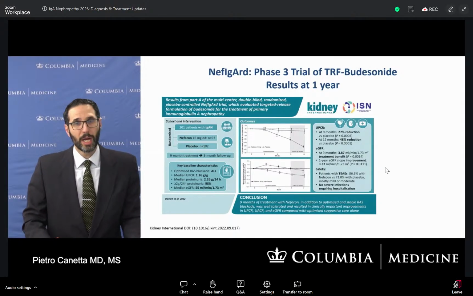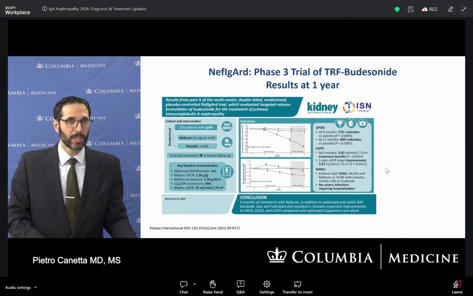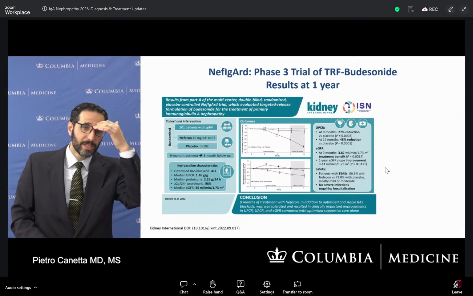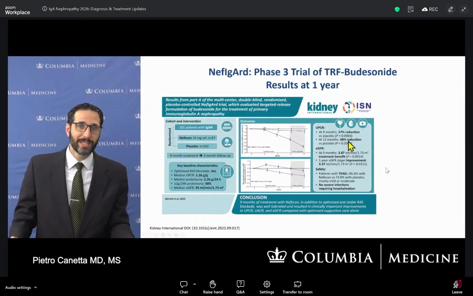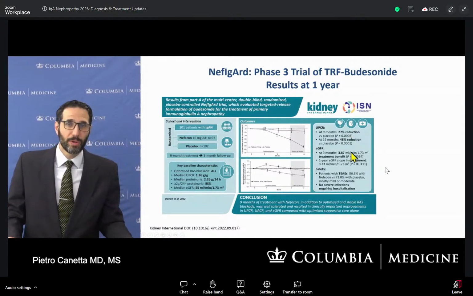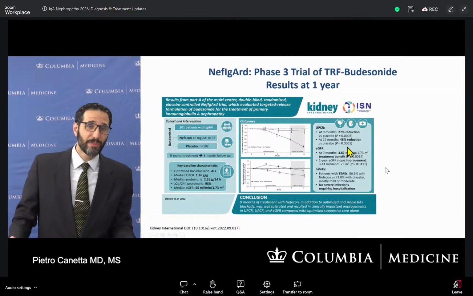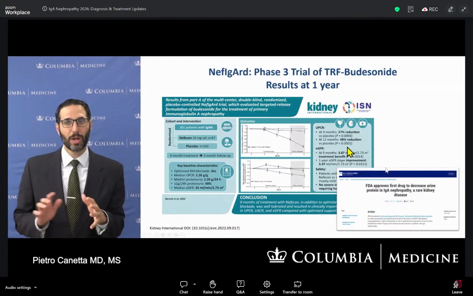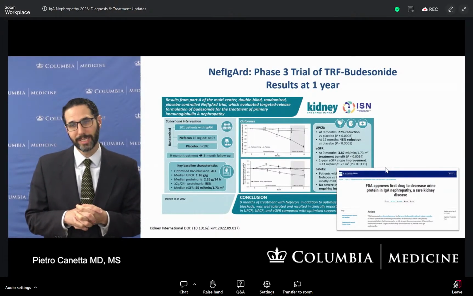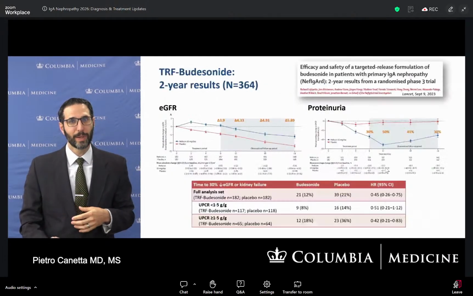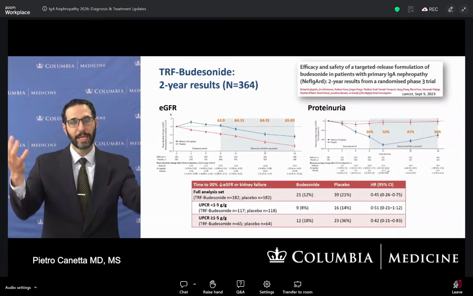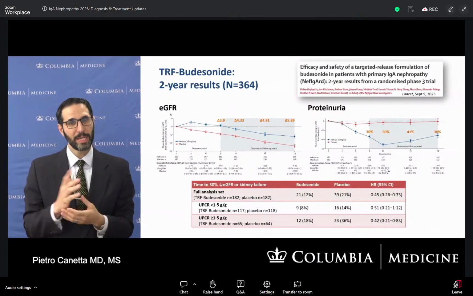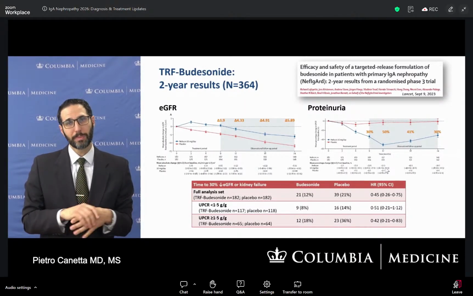And so this drug was studied in the NefIgArd study, which is a multi-center phase 3 study, international, and it did show that at 9 months of treatment with targeted budesonide, you got a 27% decrease in proteinuria. At 12 months, that was maintained and extended to 48% reduction. And based on this, the drug was the first approved drug. It got an accelerated approval in December of 2021. And subsequently, the 2-year results were published, extending the outcomes. And based on these data, the drug got full approval.